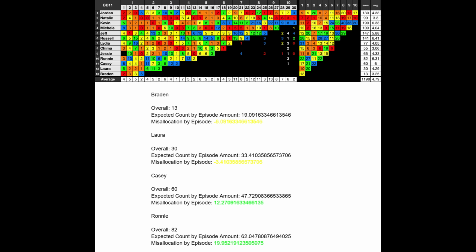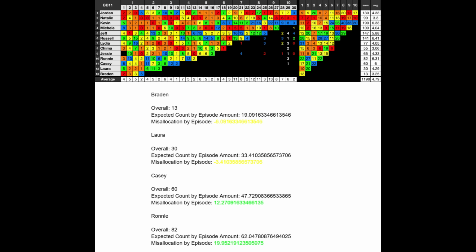And when you really think about it, there's really not much reason because he really wasn't relevant during the 3 weeks he was in the game. And the final juror for the season is Ronnie, who has an overall count of 82, and his expected count by episode amount is 62.04, causing him to have a 19.95 over edit regarding the misallocation by episode amount. And obviously this makes sense just due to the amount of chaos he caused during the season.